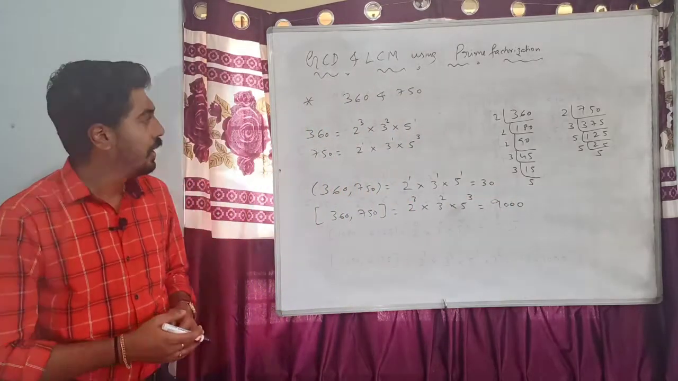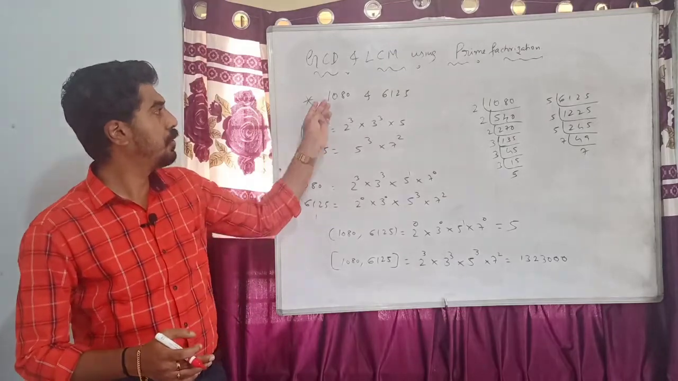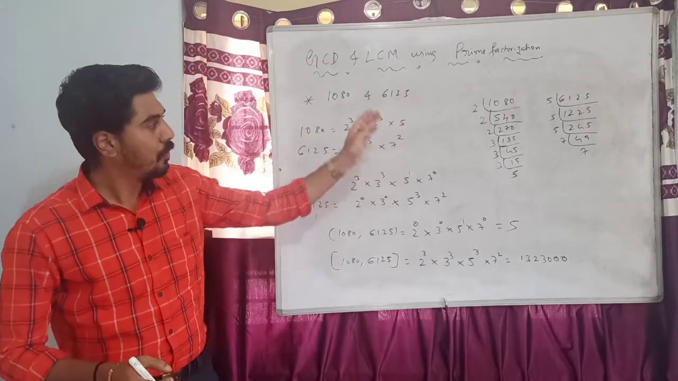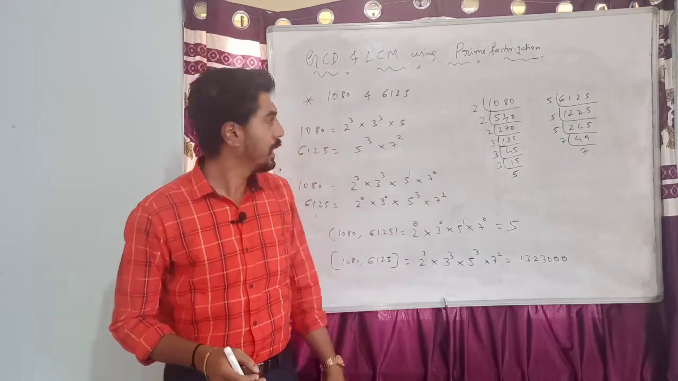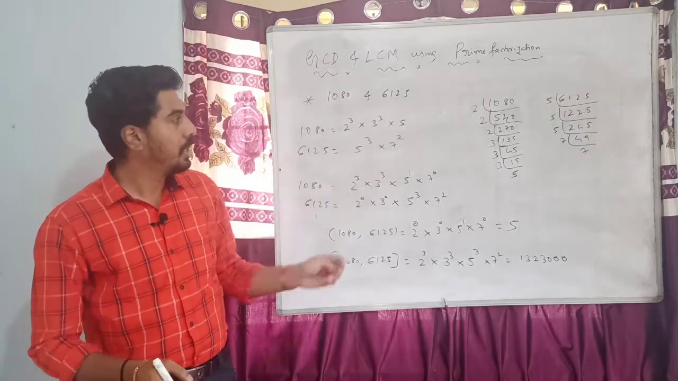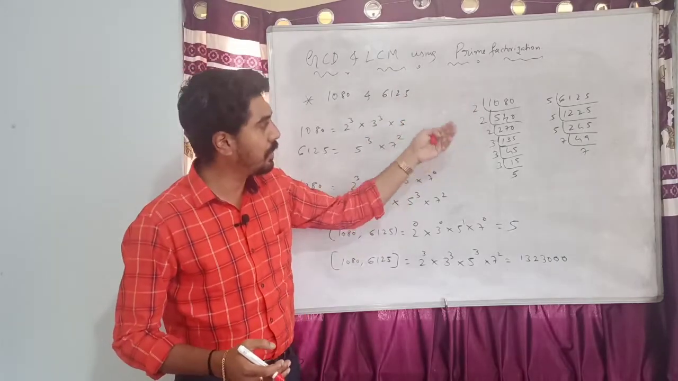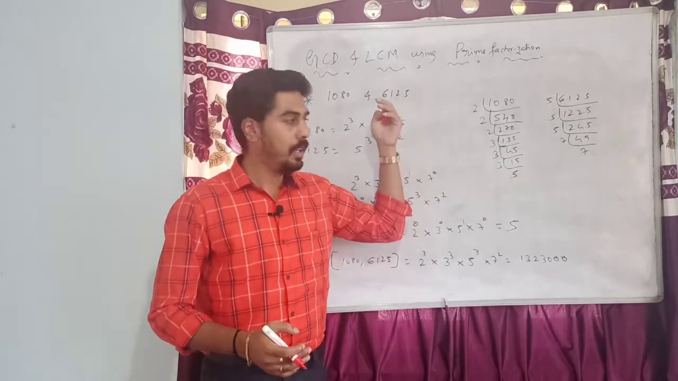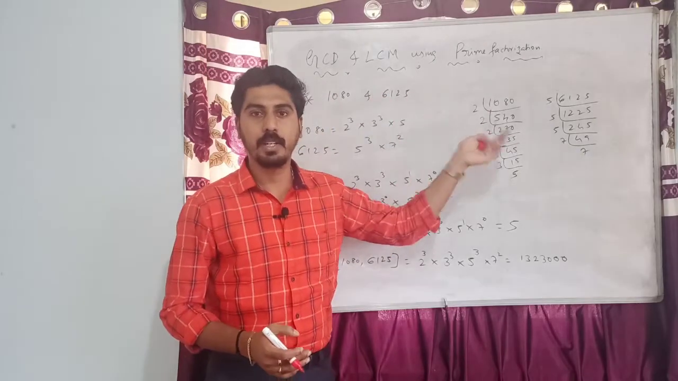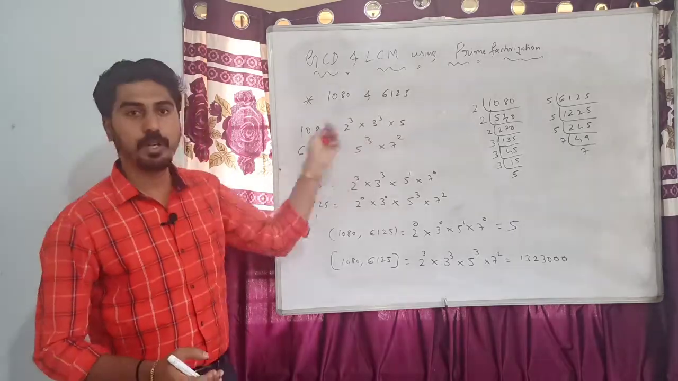Okay. Now let us consider one more example. To find out the GCD of 1080 and 6125, first I am going to factorize them. I get 1080 as 2 cube into 3 cube into 5. Usually I prefer to factorize starting from 2, then later by 3, then by 5, then by 7, then by 11, 13, 17 and so on. Similarly, if I factorize 6125, I get 5 cube into 7 square.